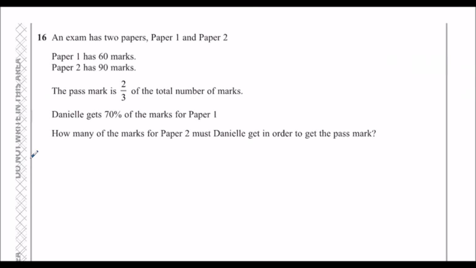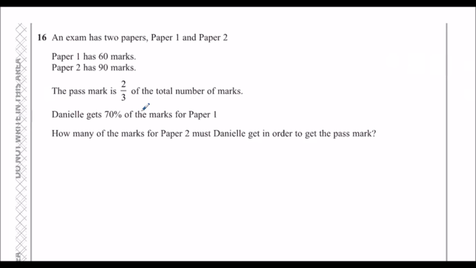Question 16. An exam has two papers, paper 1 and paper 2. Paper 1 has 60 marks. Paper 2 has 90 marks. The pass mark is 2/3 of the total number of marks. Danielle gets 70% of the marks on paper 1. So how many of the marks for paper 2 must Danielle get in order to get the pass mark?